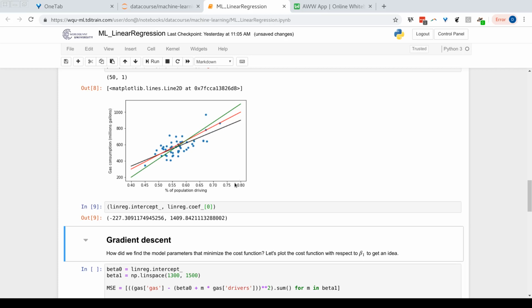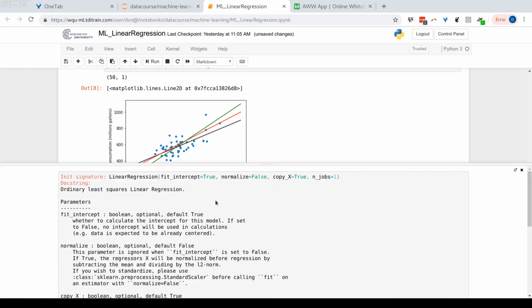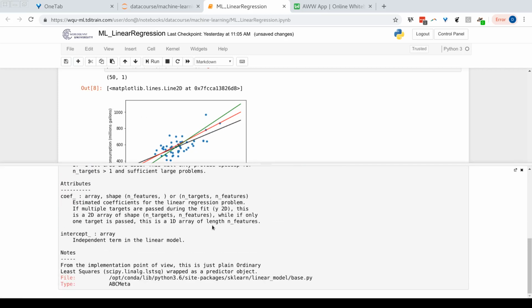And as before, if you want to know what other attributes you have, by all means take a look at the documentation. I'm going to do that right there. There are the attributes. They'll tell you what data type they come out as and some additional information.